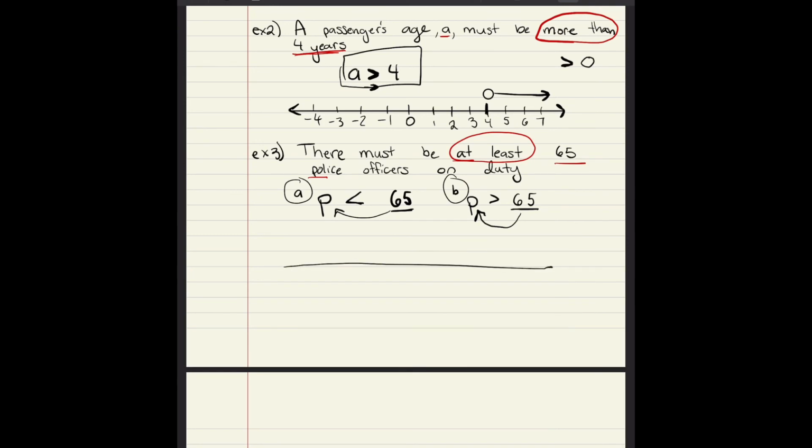So here's my graph. My number line, since this is such a high number, I'm going to start with 0 on this side. And I'm going to go by tens. So we know it's going to be at 65, and we know it's going to be an open circle because it's not equal to, but we don't know if it's going to be that way or that way.